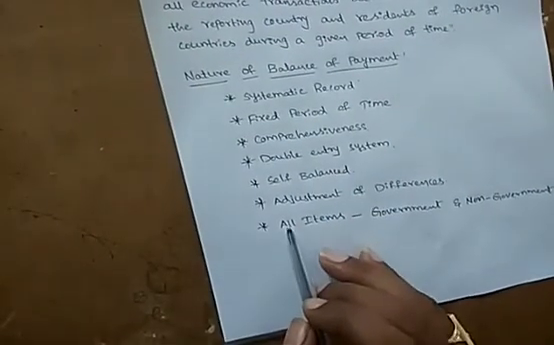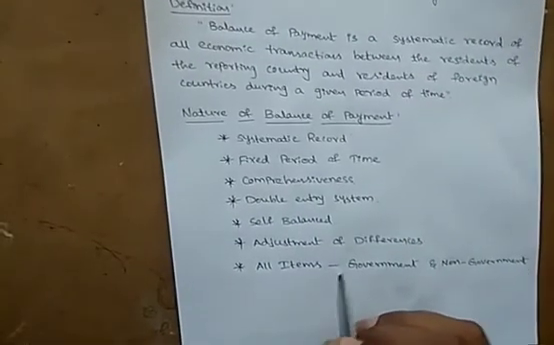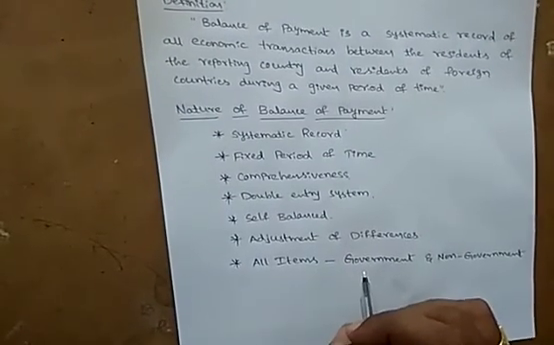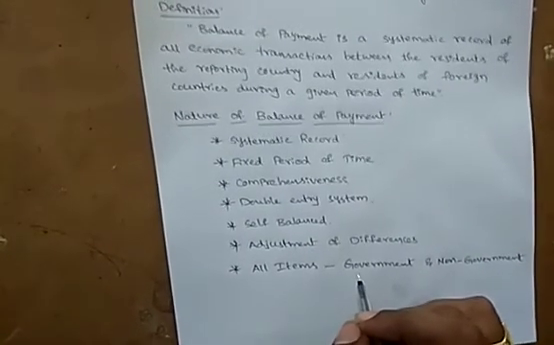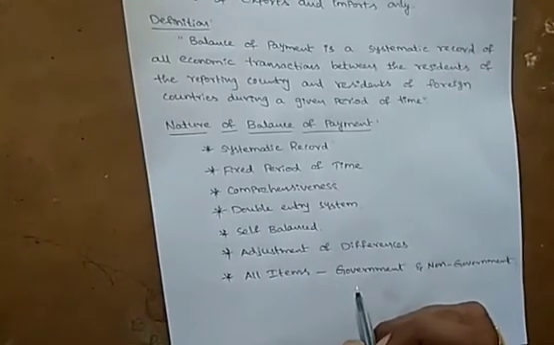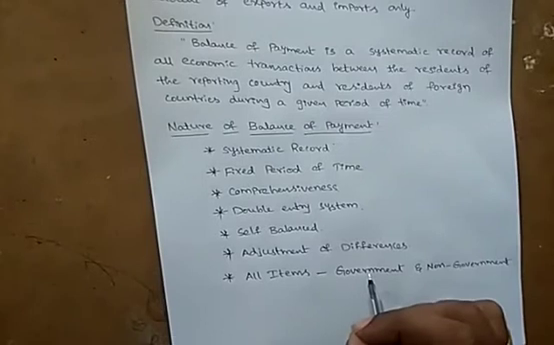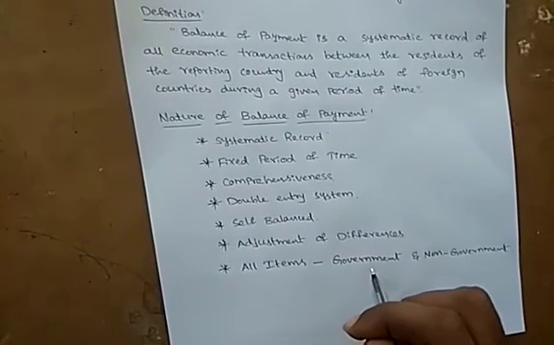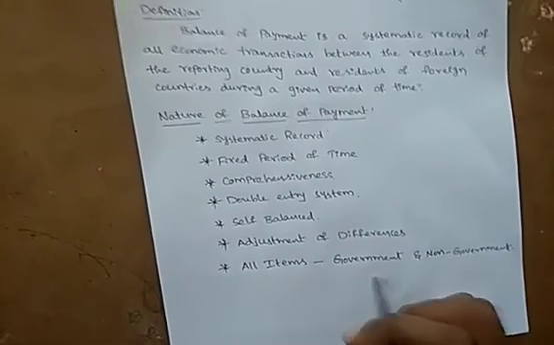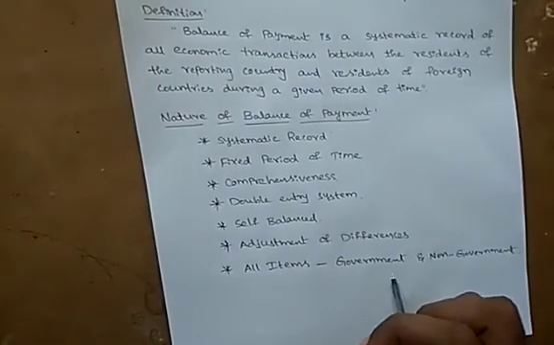And then the last one, all items. All items in the sense of government as well as non-government. In the balance of payments, from one country to another, the rest of the world, the individuals as well as the government and non-government, all the business or economic activities are considered and countable. Not only government-related transactions are recorded in the balance of payments. Whatever economic transactions are done from one country to another country are systematically recorded.